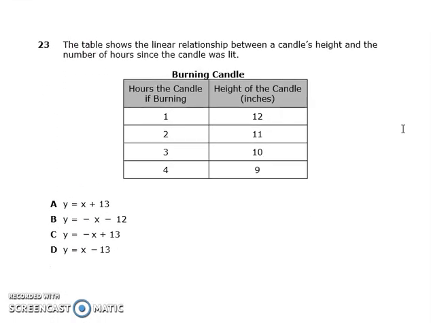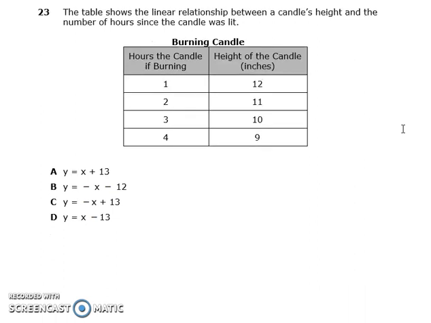Number 23. The table shows the linear relationship between a candle's height and the number of hours since the candle was lit. A. Y equals x plus 13. B. Y equals negative x minus 12. C. Y equals negative x plus 13. Or D, y equals x minus 13.